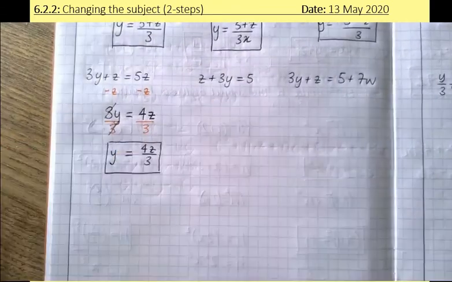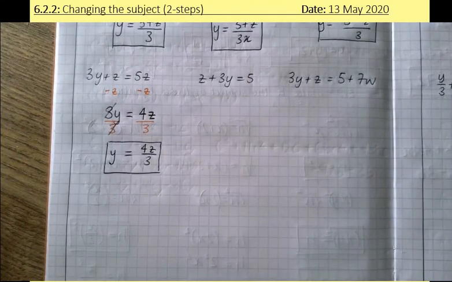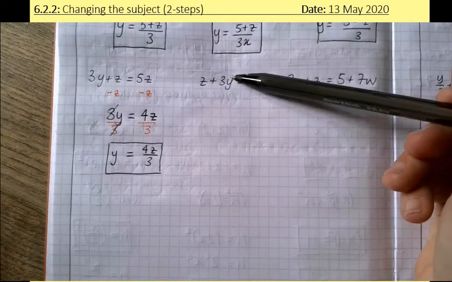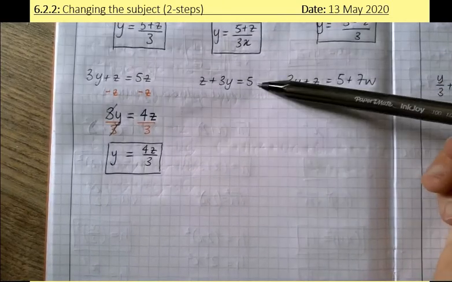Remember those 3's will cancel out on the left hand side. Next example, I have z plus 3y equals 5.